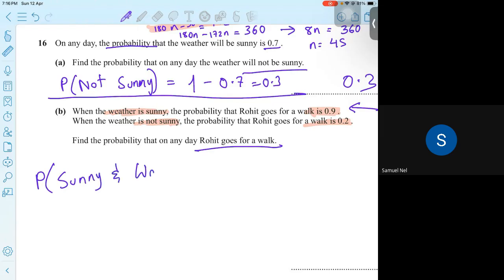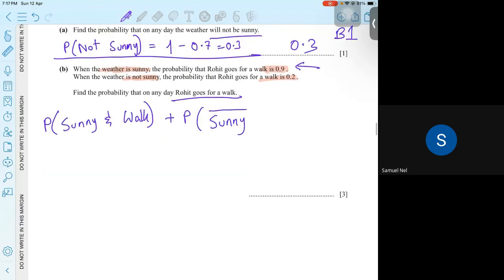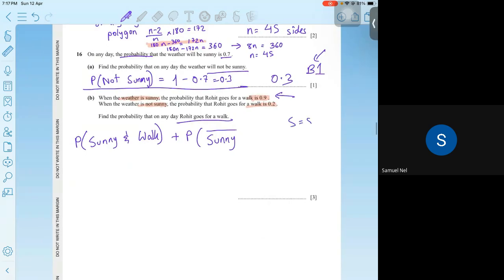and walk, plus P of not sunny. There's a way of writing this. I don't know if you knew this. We just write sunny here and we give a hat here. That's basically representing that it's not sunny, okay? Or an easier way of writing this would be to say that S equals sunny and W equals walk. So, P of S and W. This is one way of writing this equation. The other way would have been P of S and W plus P of not S and W. Are you all with me?